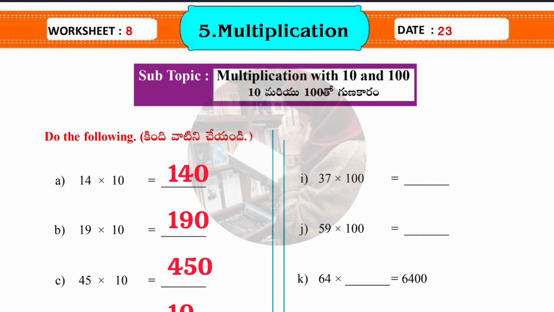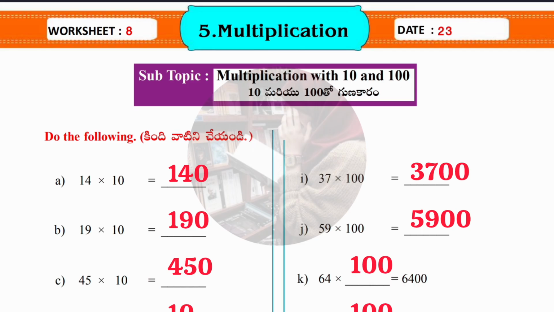Now we'll see the question number I, which is 37 multiplied by 100. So 37 ones is 37, write down 2 zeros. 3700 is your answer. Next one, 59 multiplied by 100. So write down the multiplication of 59 into 1 is 59. So here we have 2 zeros, that's why write down 2 zeros. 5900 is your answer.